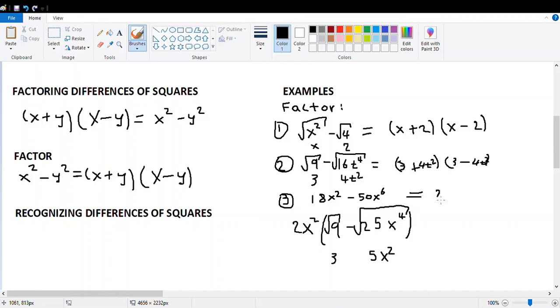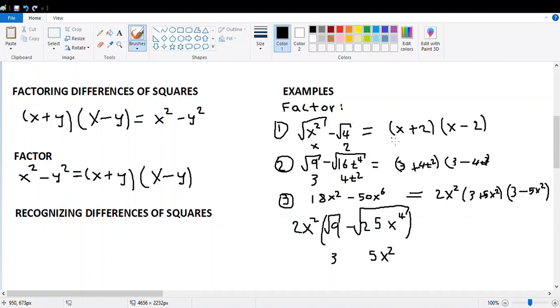Remember that we factored out the greatest common factor 2x squared from the beginning. Now open and close two parentheses and put the square roots in there. Then 3 and 5x squared in the first one, and 3 and 5x squared in the second one. Remember, one parenthesis is plus and the other is minus. It doesn't matter which one is plus and which one is minus. That's it. This is the answer.